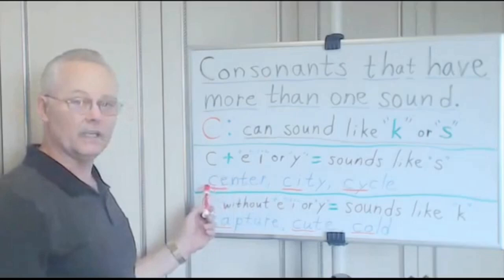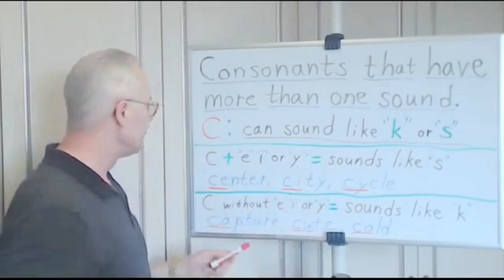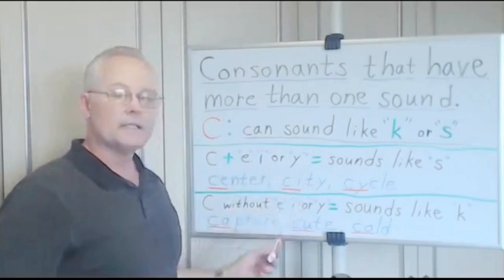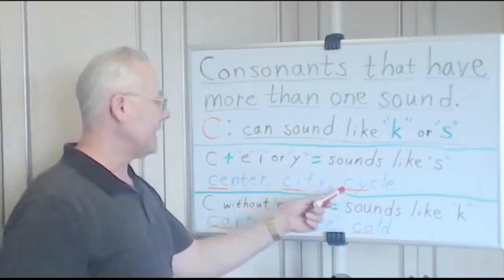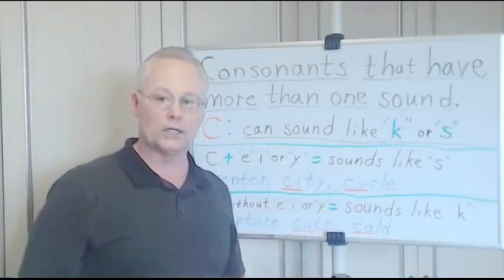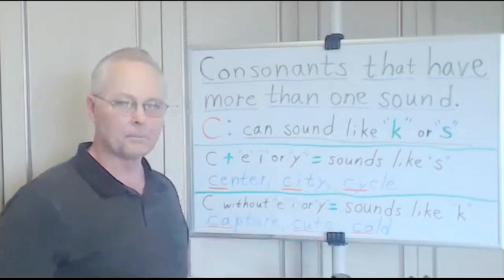C-E, center, S. Like the center of a table, the center of a room, in the middle of something. C-I, city, as an example. Maybe you live in a big city or a small town, but city. Here we have C-Y, cycle, as in the word bicycle, but here by itself it's cycle.